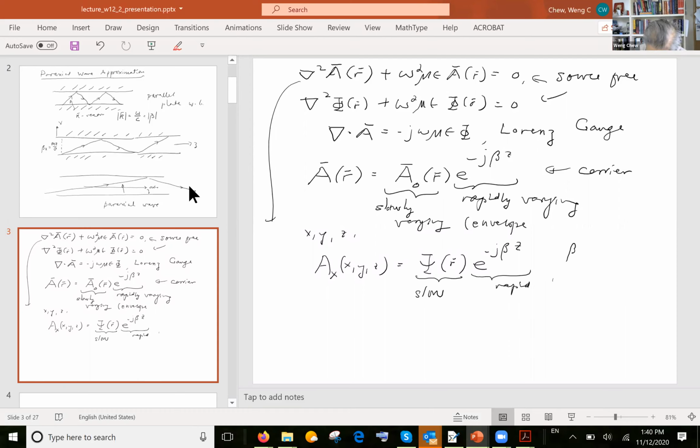So beta is omega over c, which is going to be very large when omega goes to be very large. So I'm interested in the high frequency approximation of this. Let me plug this into that equation over there.